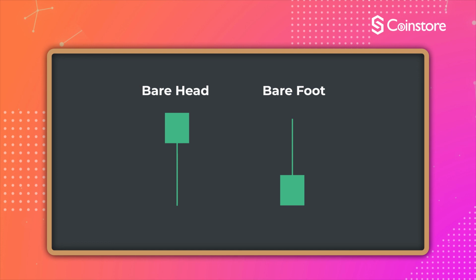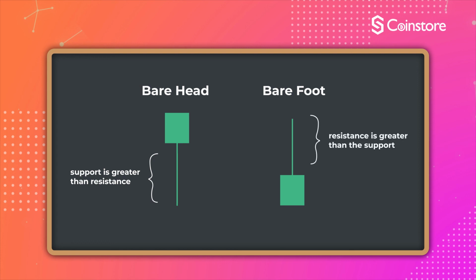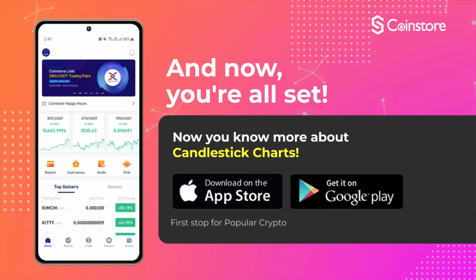So basically, shadows that are almost equal indicate that the support is equal to the resistance. When the lower shadow is longer than the upper shadow, this indicates that the support is greater than resistance. When the upper shadow is longer than the lower shadow, the resistance is greater than the support. And we're done! Well, for this session anyway. The information that we've covered today creates a few of the most commonly seen candlesticks in a candlestick graph. Come back next week to learn about how to predict future trends by observing candlestick graphs.